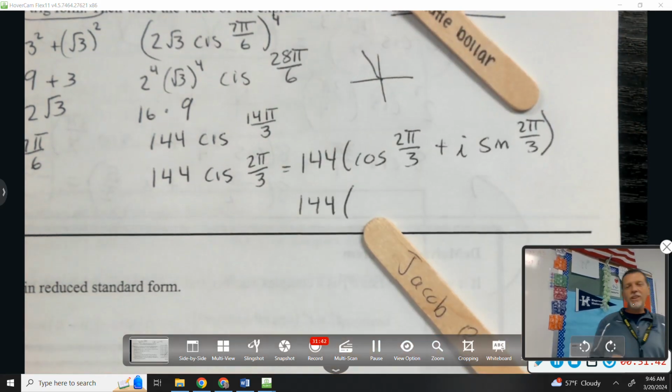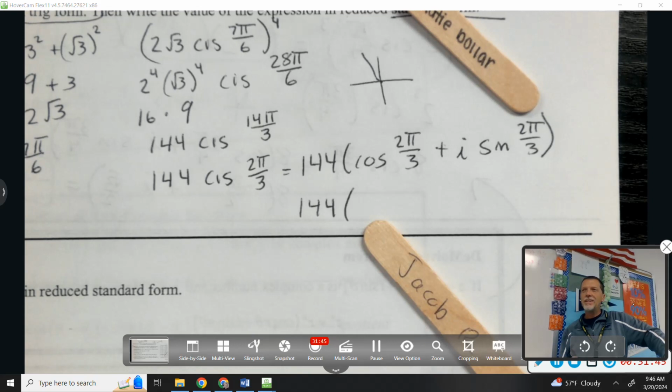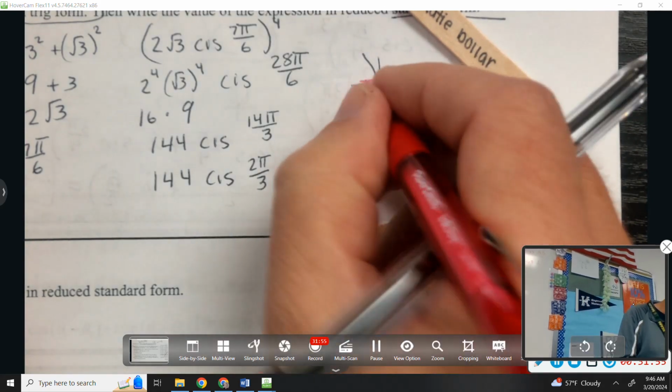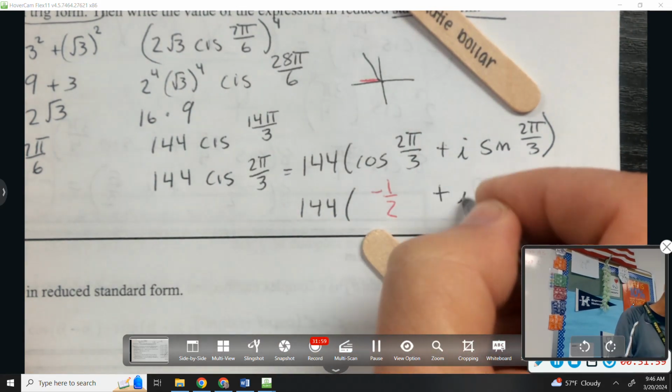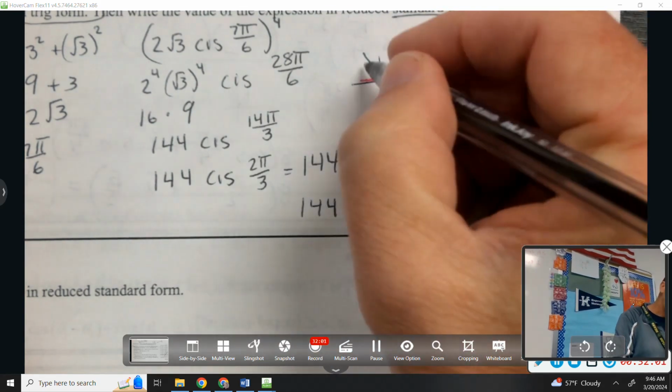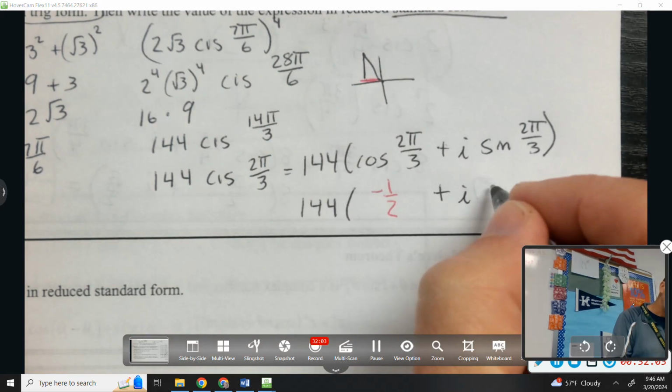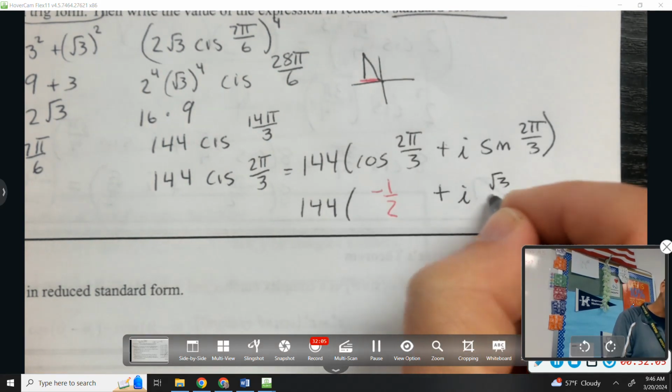So cosine of 2π/3. Okay, Justin told me it's -30. I doubt he said that. What's the cosine of 2π/3? -1/2. It is -1/2. That is correct. And Katie, what's the sine of 2π/3? √3 over 2. Okay, √3 over 2.